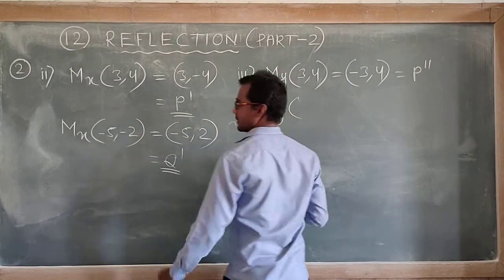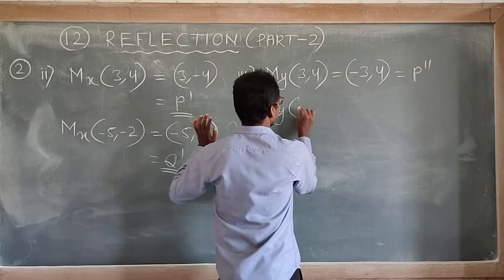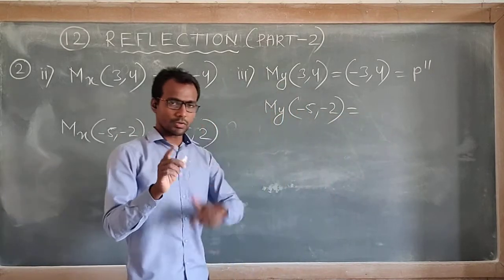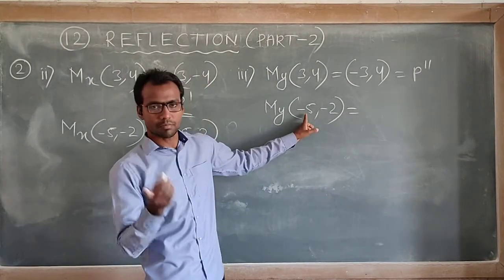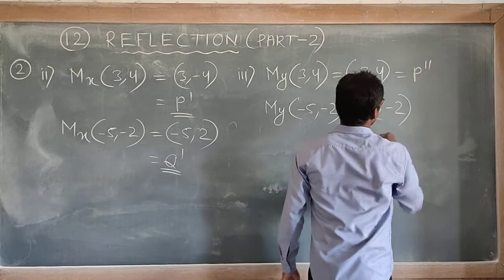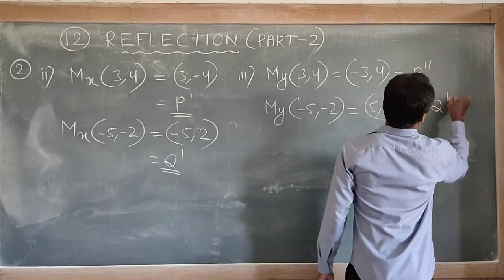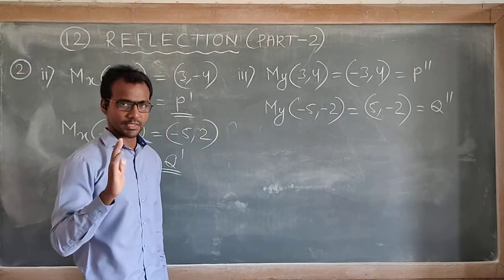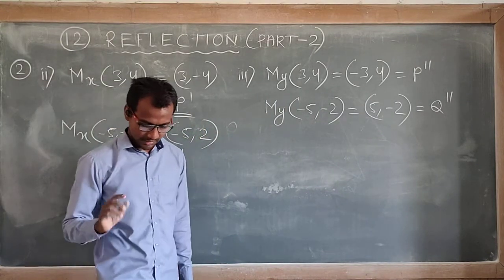Again y-axis, the same point Q (-5, -2). Y-axis means the x coordinate will change. Okay, so -5 will become +5. (5, -2), which is Q double dash. Okay, so we have successfully got P', Q', P double dash, and Q double dash.